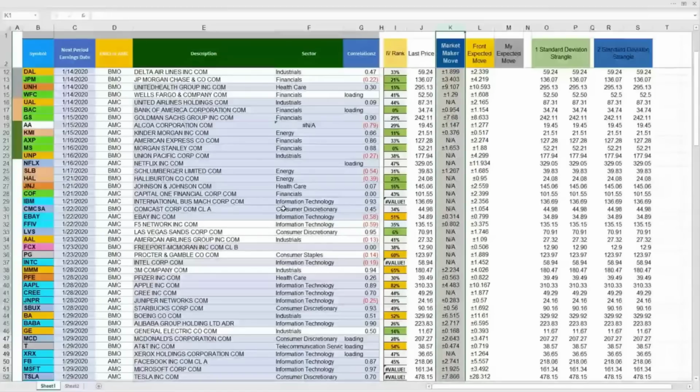Okay, so the first thing I want to state is I'm not aware of any source that has 100% accuracy in earnings dates. So I've played earnings before when they're supposed to come out Monday after the market close and they don't. So you're going to have to confirm everything.